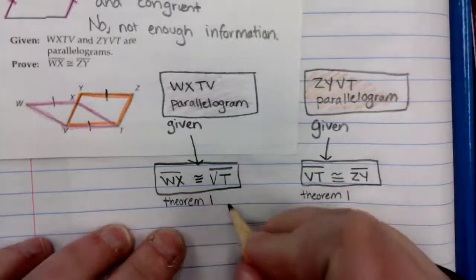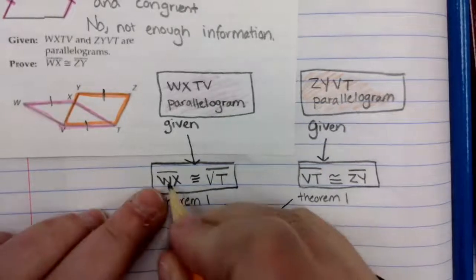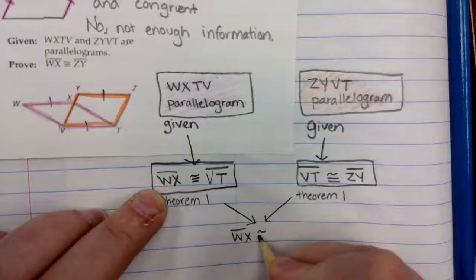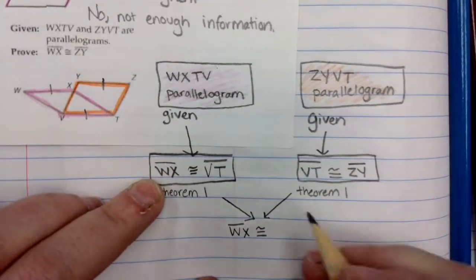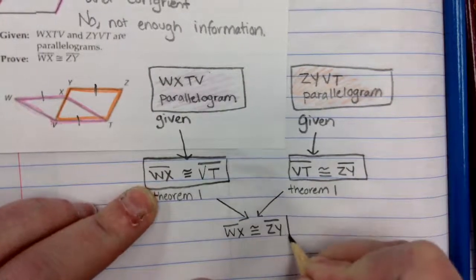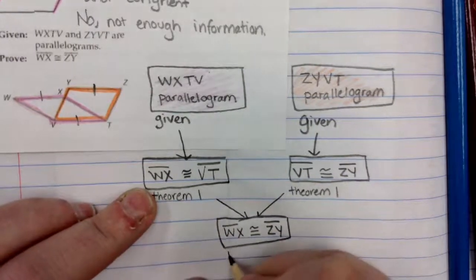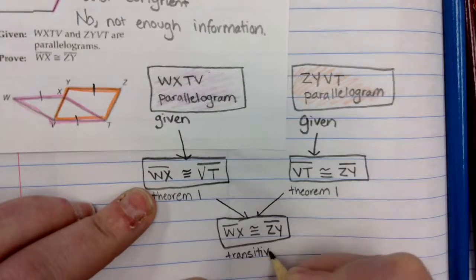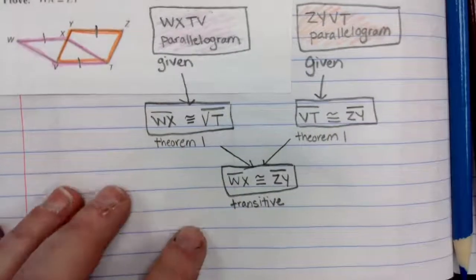So we know that WX ends up being congruent to ZY. Does anyone remember what's that theorem that says if this is this and this is that, then we go from here to here? Ah, transitive! Oh my gosh. It's kind of like transportation, transitive, or moving around. That's what that prefix means. Wonderful.